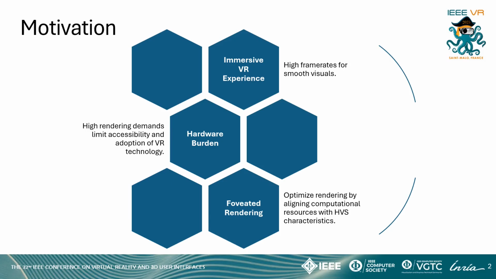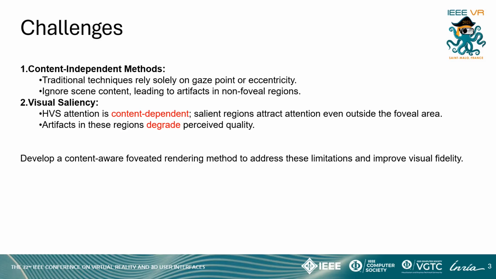This insight has led to the development of foveated rendering, a technique that dynamically adjusts rendering quality based on the user's gaze. By allocating high-resolution rendering only to the foveal region, we can significantly lower computational demands without sacrificing perceived visual quality. While foveated rendering is promising, traditional methods have limitations.